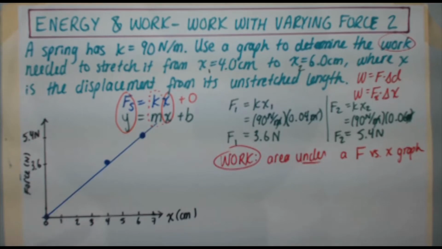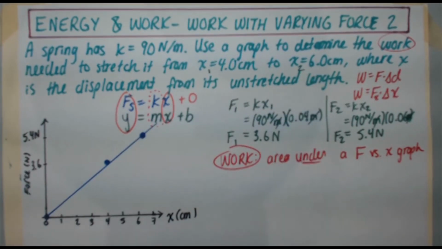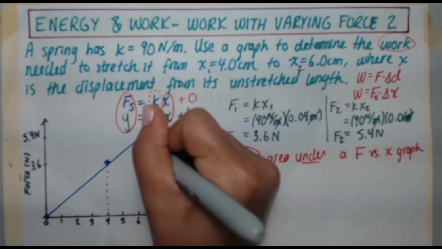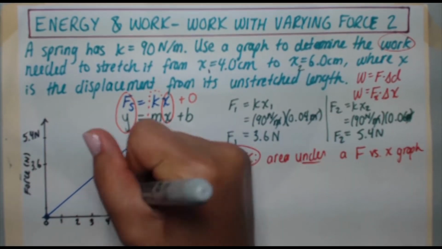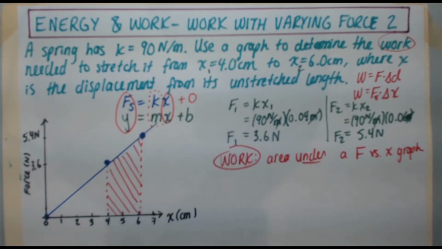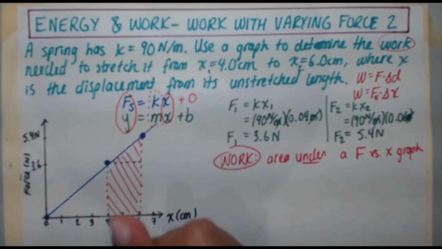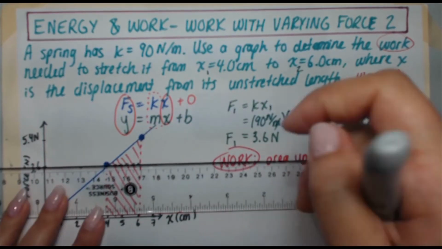Okay, so the area under this graph, we want to know the work to get it from 4 to 6 centimeters. So really we're only dealing with from here to here, that area right there. Okay, so we got to find that. Now that's a bit of a weird shape, but we can break it up into shapes that we know. Okay, so I see a triangle and a square, so I'm going to break it up into those 2 shapes.